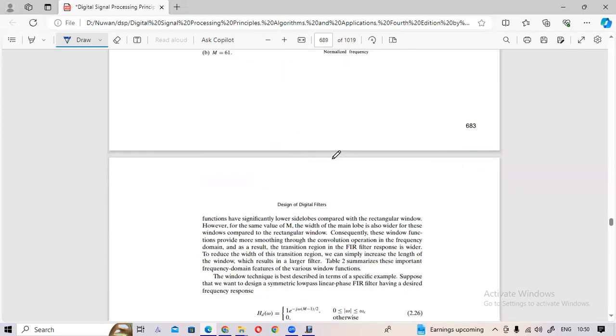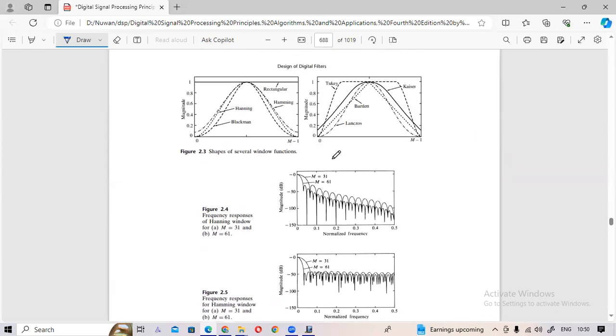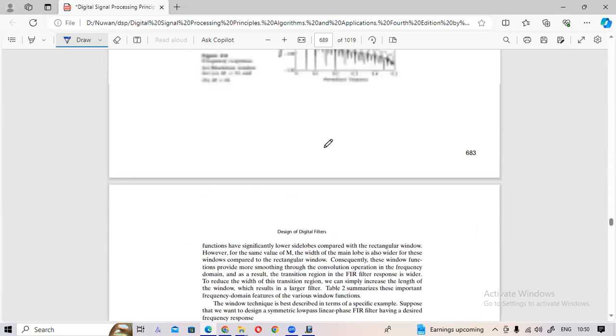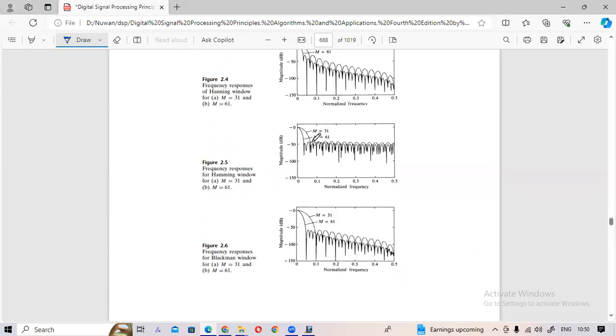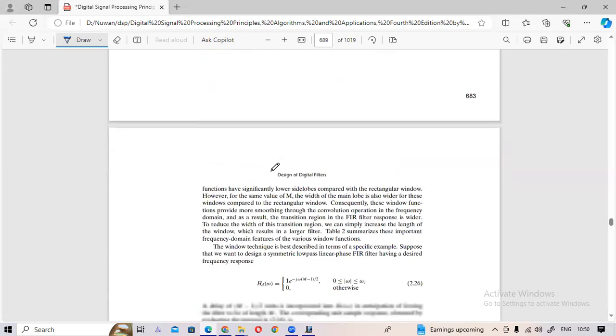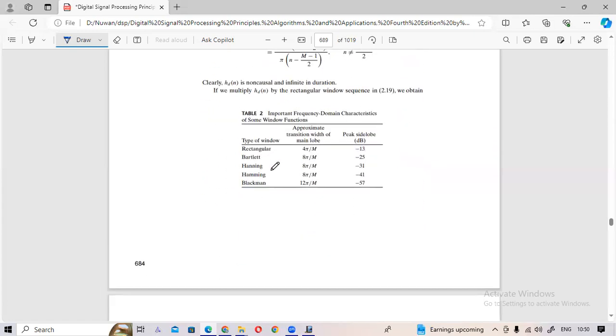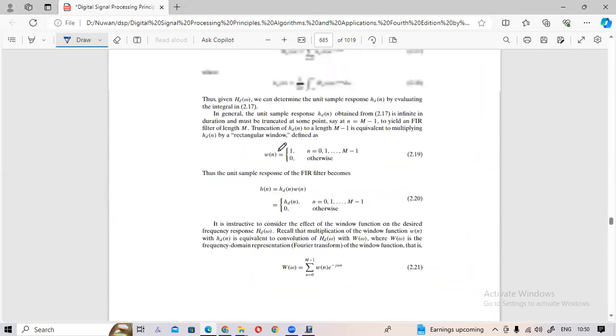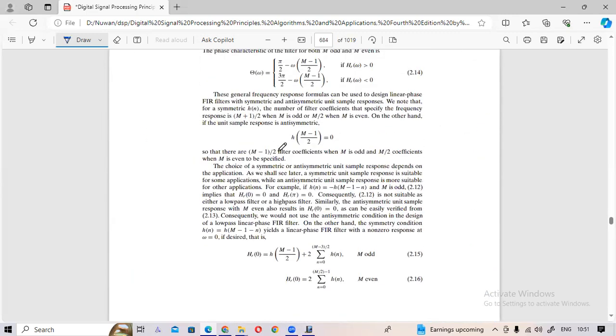So what I want to tell you is that the frequency response of the window will take several forms. The main lobe and side lobe response should be according to our design. That is why we are using several window techniques. I hope that information may be enough for you in our design, at our level.